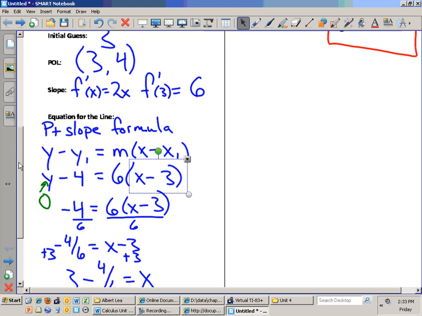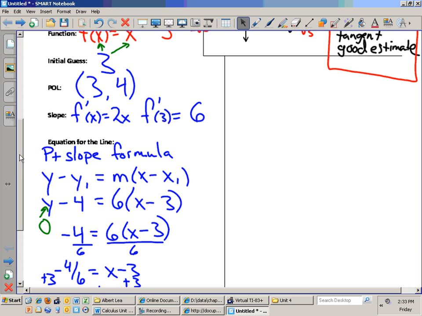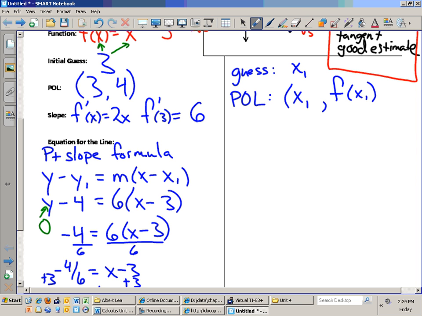Well, he wouldn't do this, though, each time. He wrote for himself a little bit more of a formula that works out, and we're going to do that as well. First thing I must identify is my guess. And we're going to make an initial guess of x sub 1. After we guess x sub 1, we are going to use our point on our line. Our x value would be x sub 1, and our y value would be whatever we get when we plug it back into the original function.